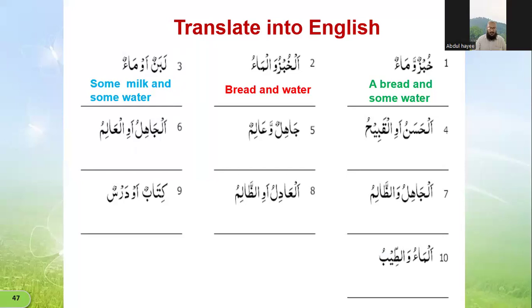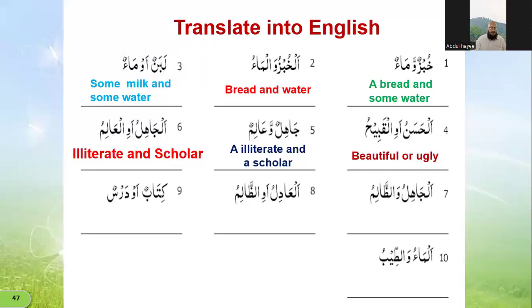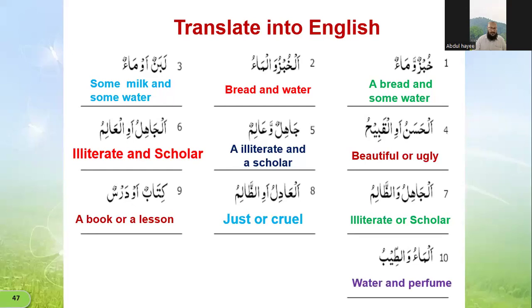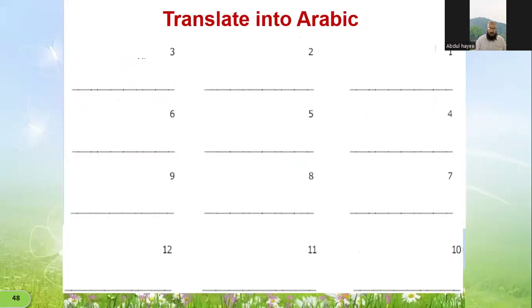Al husnu wal qubhu, beautiful and ugly. Jahilun wa alimun, an illiterate and a scholar. Al jahilu awil alimu, illiterate or, it should be, or scholar. Al jahilu wal alimu, illiterate and scholar. Al adilu awiz zalimu, just or cruel. Kitabun wa darsun, a book and a lesson. Al ma'u wat tayyibu, meaning water and perfume.